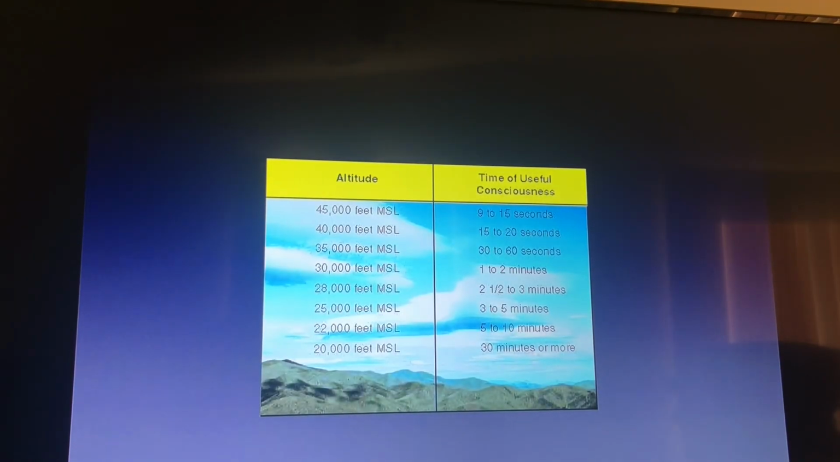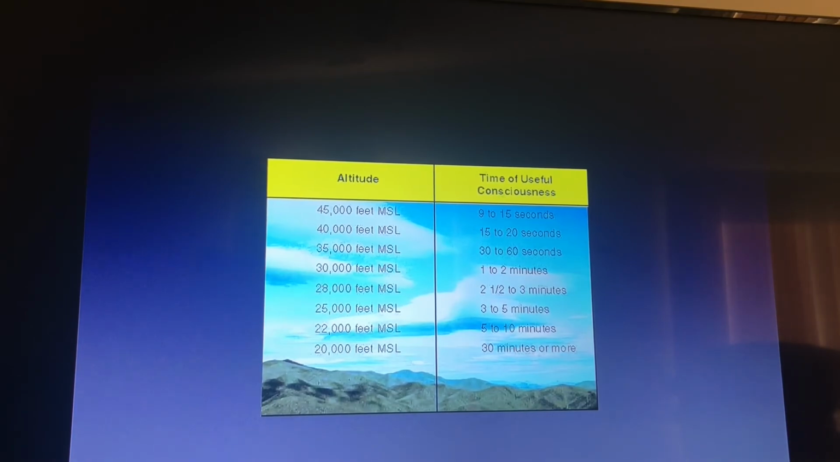Which brings me to this slide here. This slide's basically just telling you how long you have of useful consciousness. So at 45,000 feet, you have 9 to 15 seconds. This is why it's important in an airliner. This is why they tell you that you need to put your oxygen mask on before you help anybody else, because you only have a limited amount of time of consciousness, and you obviously can't help your passenger out if you're incapacitated as well. But the lower you go, the more time you have, essentially.